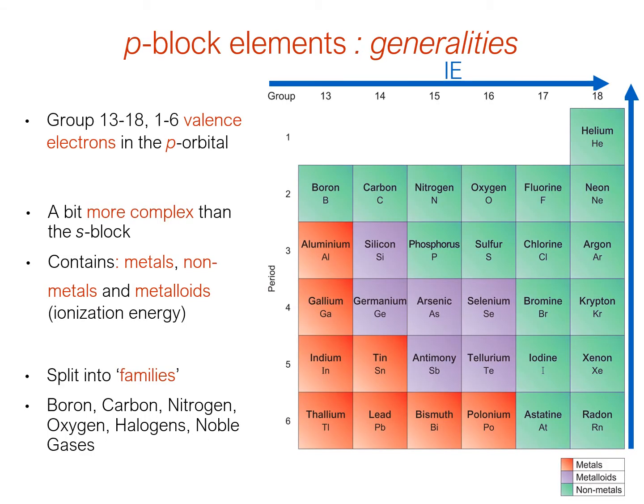So let's take a look at the P block as a whole and go through some of these generalities and trends and periodicity. It's called the P block because the valence electrons are in the P orbital. So you'll have 1 to 6 valence electrons in this P orbital. As I was saying, the chemistry is a bit more complex than the S block. It can change quite a lot, and that's because we've got all sorts of different elements. So instead of them all being metals like we saw with the S block, this time the P block's got metals, which are shown here in red, metalloids, sometimes called semi-metals, in purple, and then non-metals in green.